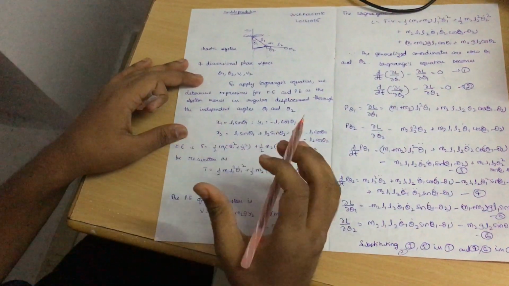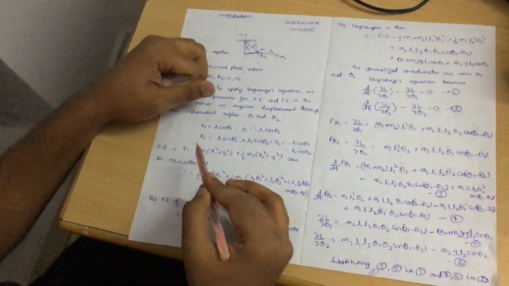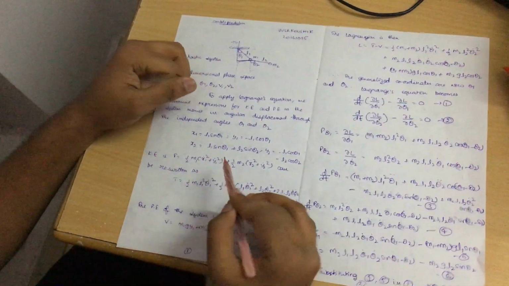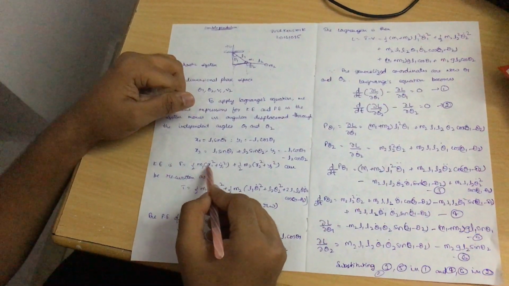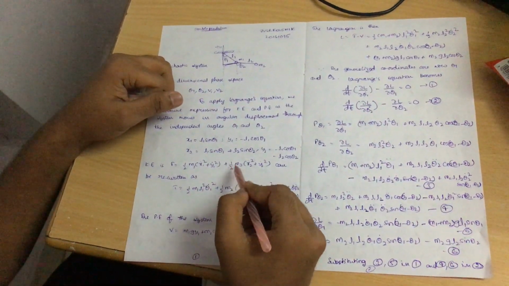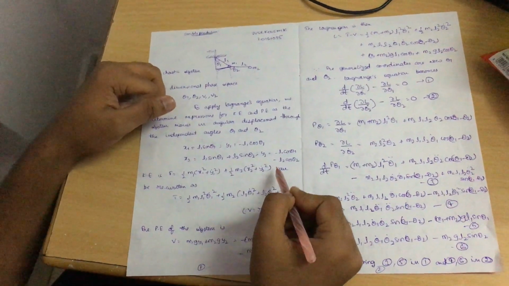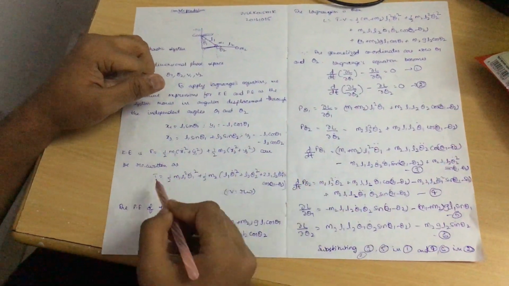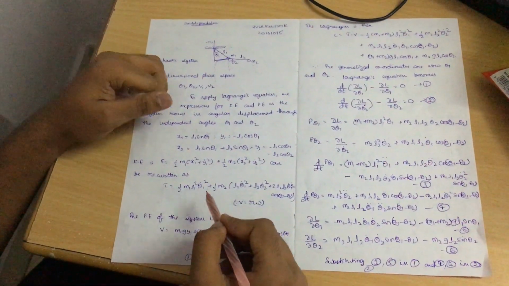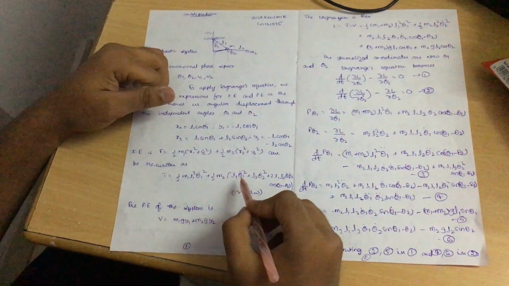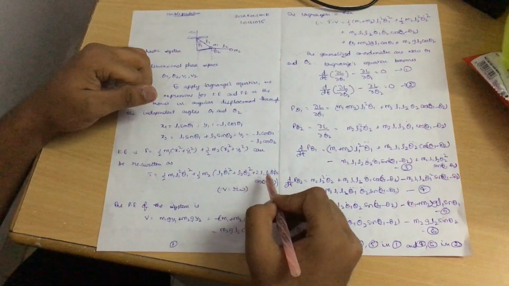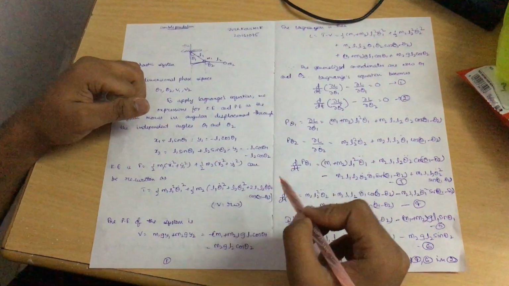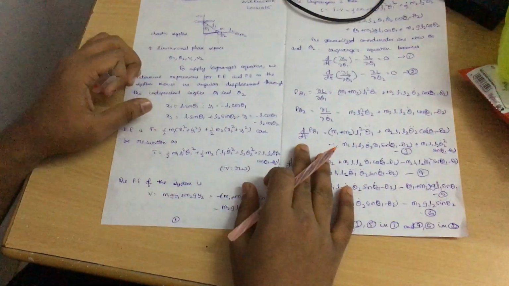So KE, we represent kinetic energy by T. Therefore, T is equal to half m1 into x1 dot square plus y1 dot square, plus half m2 into x2 dot square plus y2 dot square. It can be rewritten as T is equal to half m1 L1 square theta 1 dot square plus half m2 into L1 square theta 1 dot square plus L2 square theta 2 dot square plus 2 L1 L2 theta 1 dot theta 2 dot cos of theta 1 minus theta 2.